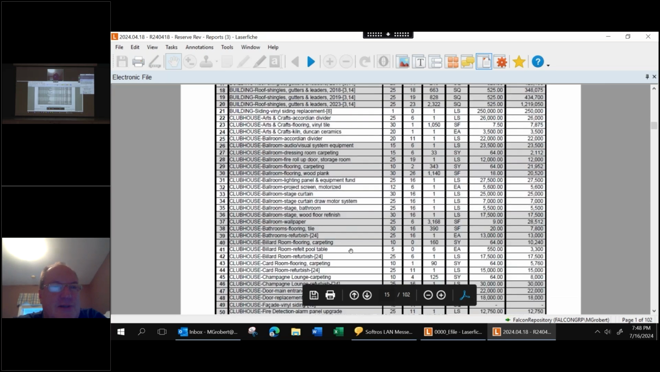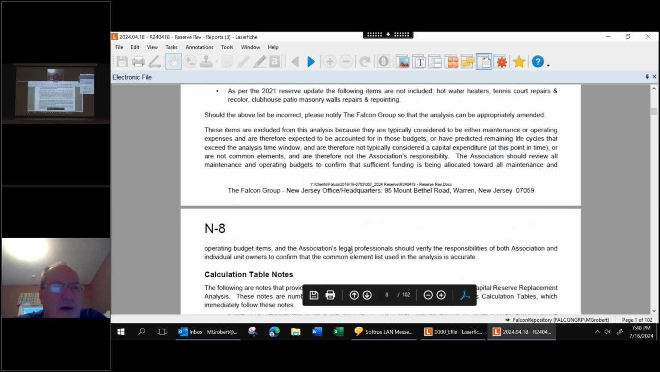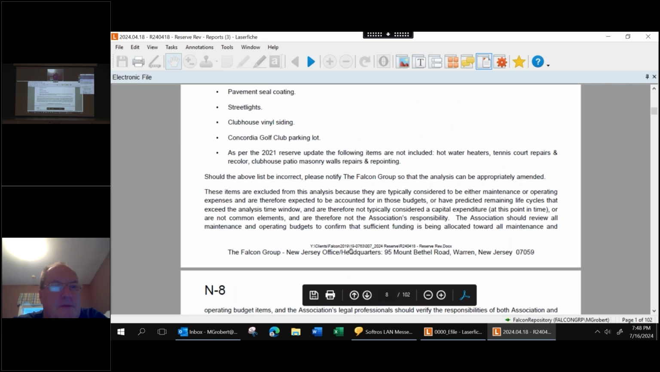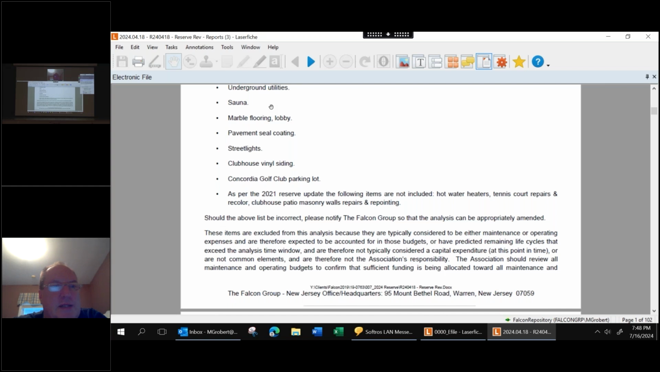So let me go back to the exclusions, because there are a few more that you probably are curious about. So we took out the sauna. I guess it's not in use. I don't know. The board asked us to not include that. Marble flooring, typically that lasts 50 years or more, and you just polish it and keep it clean. Pavement seal coating, we were asked not to include that because I guess you don't do that in your community. Indoor driveways, maybe the individual unit owners do it. I don't know. We do seal coating, but it's a deferred maintenance program, not treated as a capital reserve program.